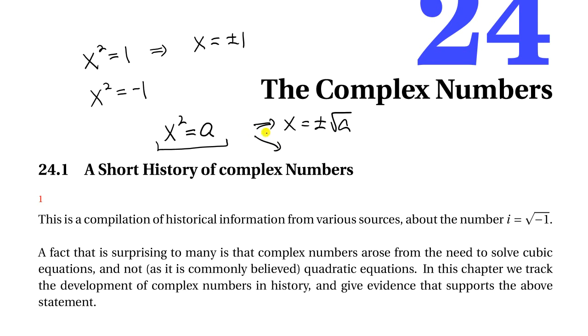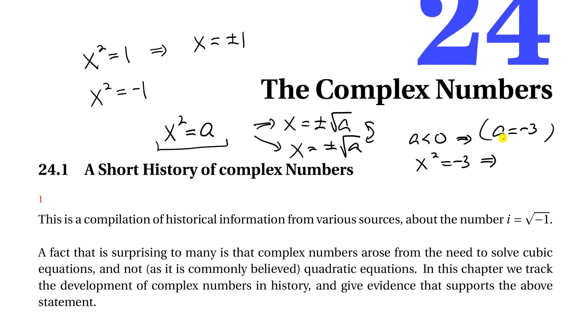But let's assume there is such a number out there. Then the notation for that could be plus or minus the square root of that. We want to apply the same formula for this. The only difference here is if A is negative, for example negative 3, then x squared equals negative 3 should have the solution plus or minus the square root of negative 3. So let's just accept that. Okay, there are certain numbers like that out there.